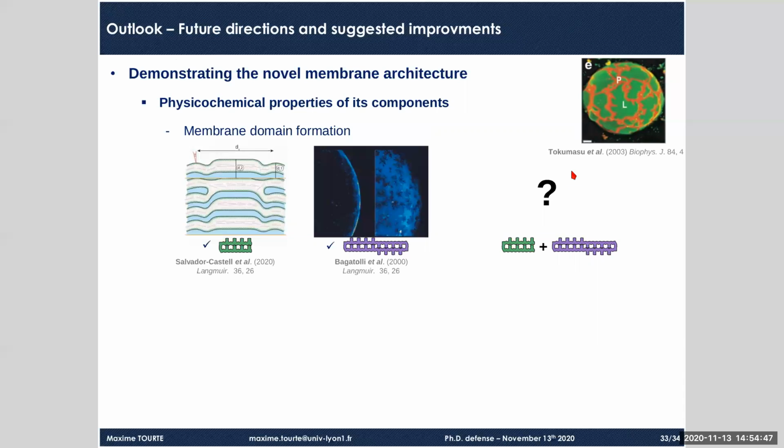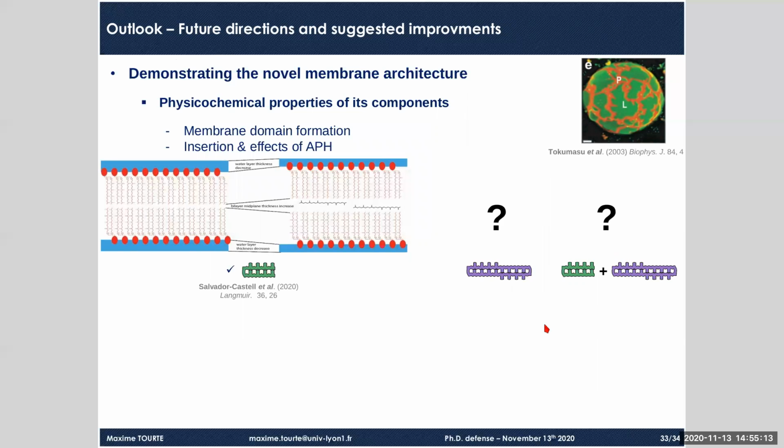But instead, what we could gain valuable insight from is the elucidation of the physicochemical properties of the compounds that constitute this membrane organization. For instance, we know that diethers alone or tetraethers alone are able to form membrane domains, but we don't know how a mixed membrane behaves. Similarly, we only have data on how apolar polyisoprenoids insert and affect bilayer membranes, and how and if they could insert in monolayer or mixed membranes remains uncharacterized.